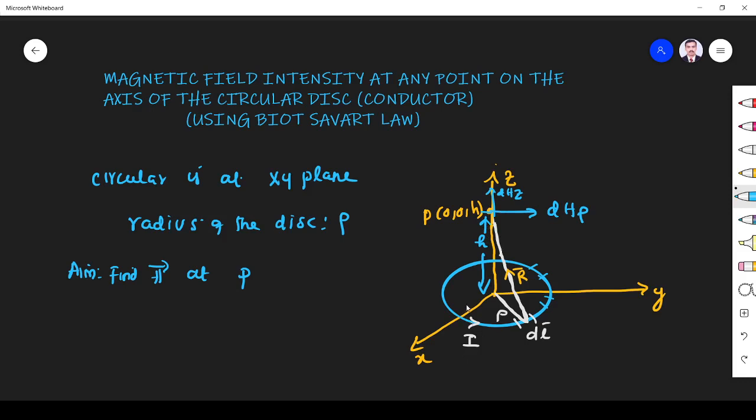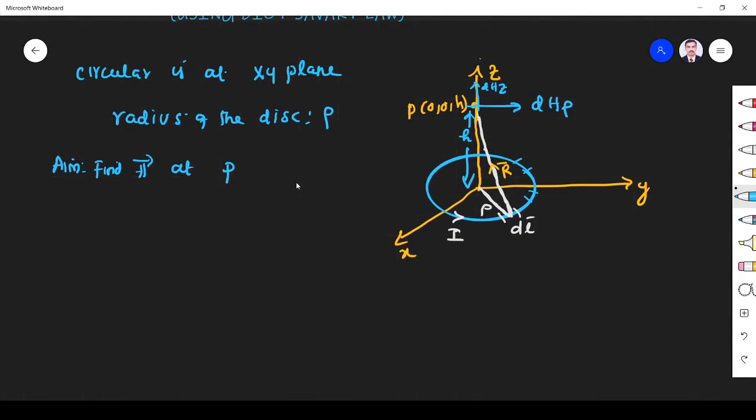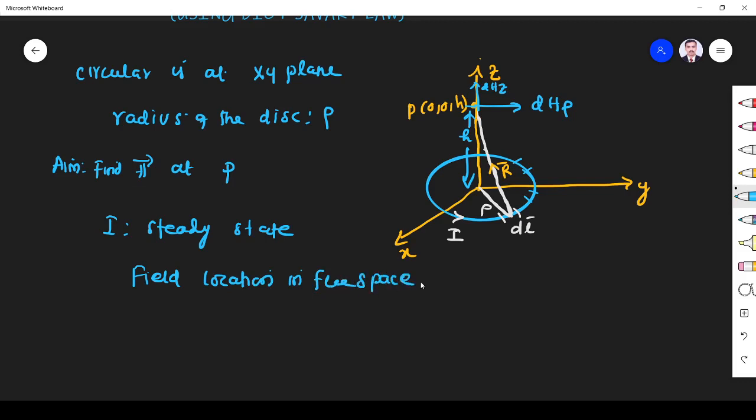I is the current flowing through the disk, right? The assumption we are going to make is that the current is a steady state current. And this field location is in free space. That is, we are going to find the magnetic field in free space. That's our aim. These are all the things we must know. Now we will see that.